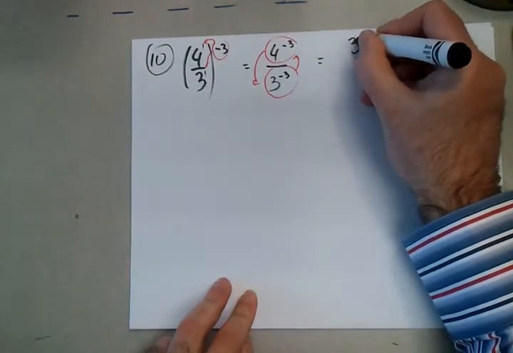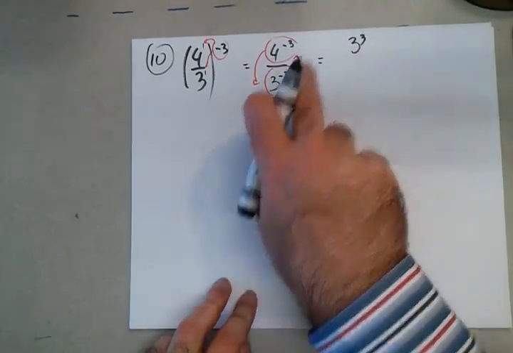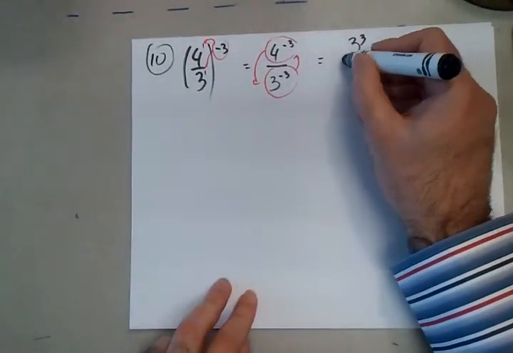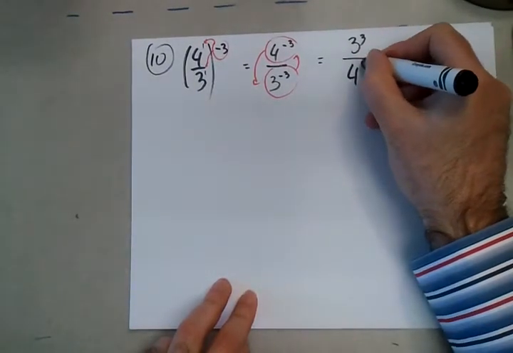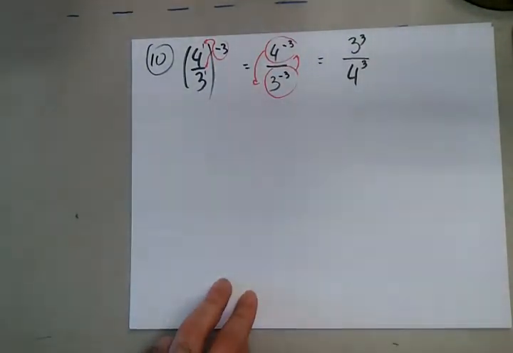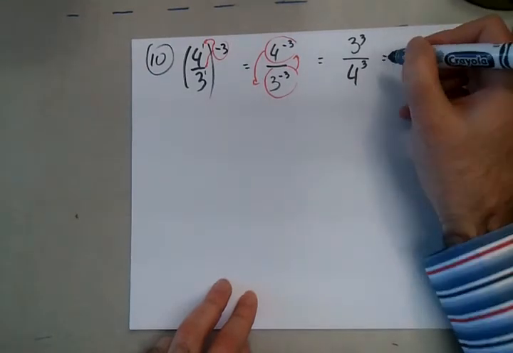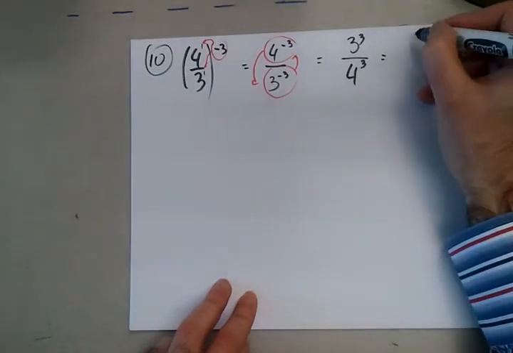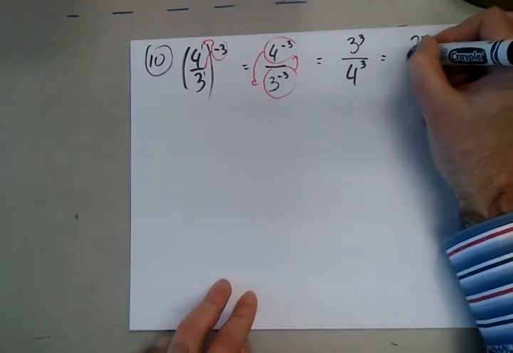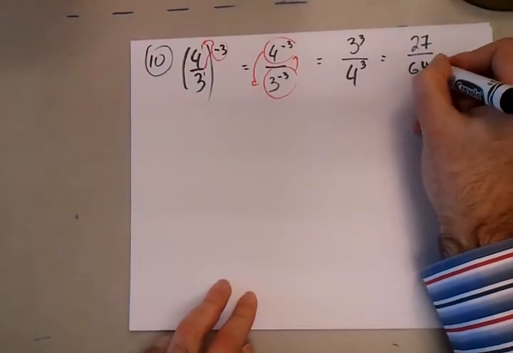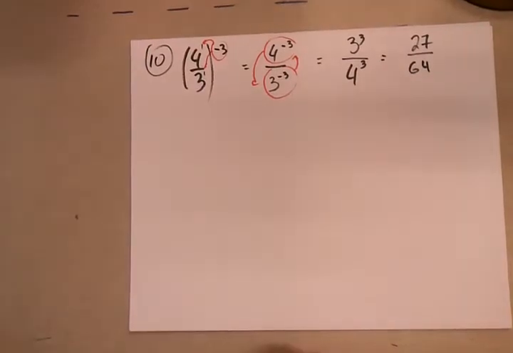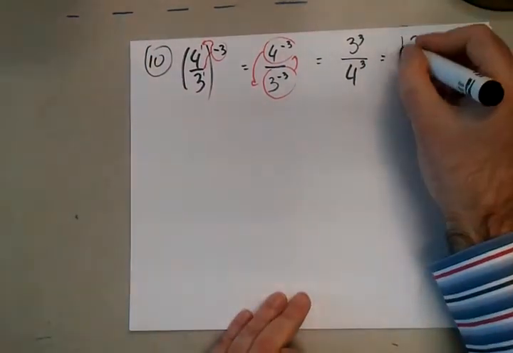So we're going to have 3 to the 3rd, so 3 to the -3rd came up, and at the same time the exponent switched from negative to positive, and down here now we have 4 to the 3rd. We're almost finished. Now we just have to simplify, so it's going to be 27 at the top, and on the bottom we're going to have a 64. 4 times 4 times 4 is 64. Yep, that's about it. So that's the problem.